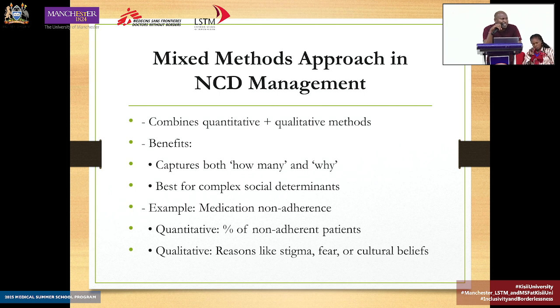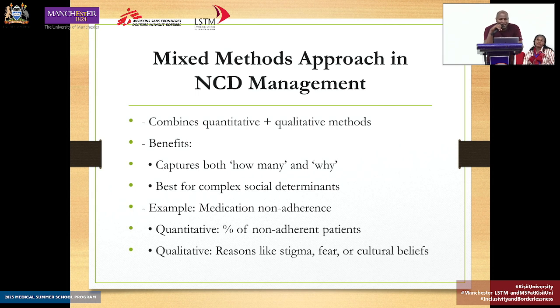For example, medication non-adherence. How many times do you take in a week? Maybe 4 times. How many times were you told to take in a week? 6 times. Why are you taking less? Now you see how the why question has come in. The why question will explain the reasons behind not adhering to the prescriptions given. Then quantitative is in form of percentages of non-adherent patients. Then qualitative gives the reasons why you are not adhering, like now the aspect of stigma.